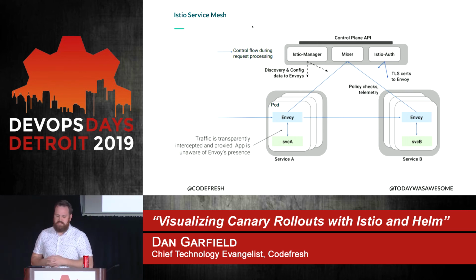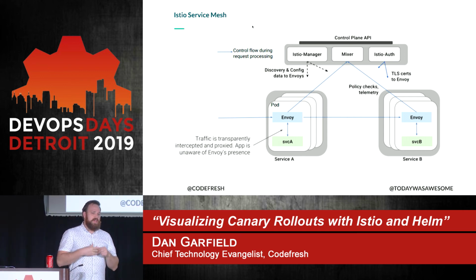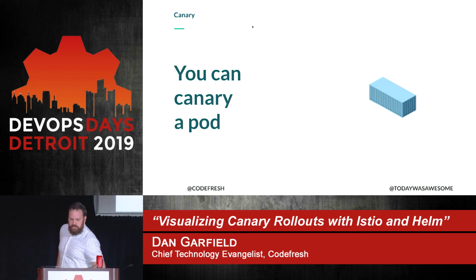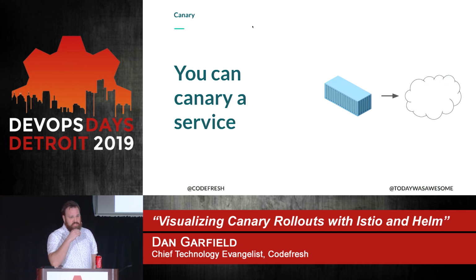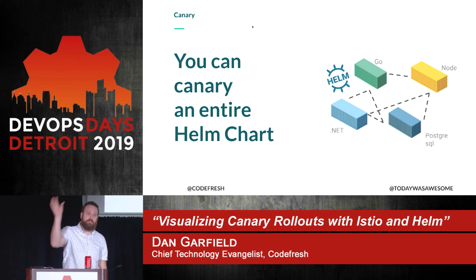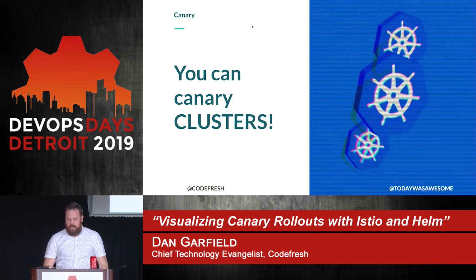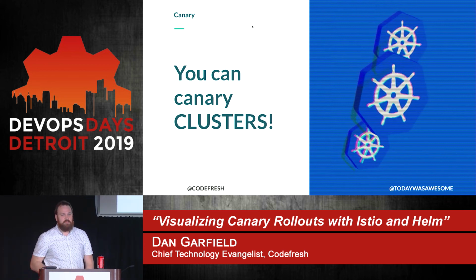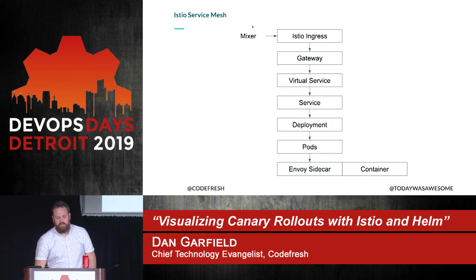Mixer allows you to set rules for what pods and what services are going to be exposed in what scenarios. So you can canary a pod specifically. You can canary a service specifically. You can canary an entire Helm chart. So now you can stand up a whole stack of microservices and canary all of it at once. And you can even canary clusters. You can stand up a whole new cluster, canary that, and then shut down the old cluster. This is possible with Istio because of the way that service meshes work.